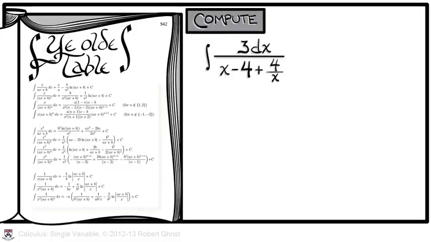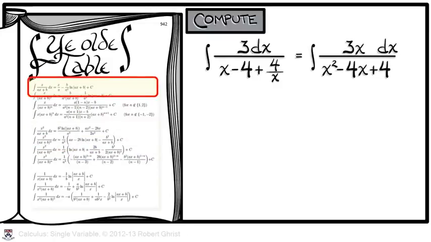Compute the integral of 3 dx over x minus 4 plus 4 over x. What one would typically do is go to the back of the book and scan up and down the table to look for some formula that matched the form of what you were trying to solve. Now, this might work, it might not.